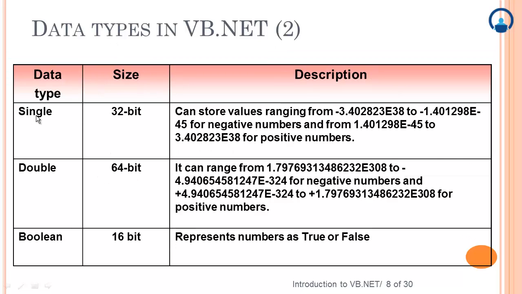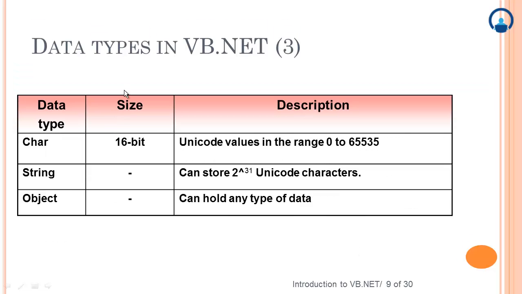Moving on, we have single, whose size is 32-bit, and you can store values ranging from positive to negative numbers. Double, the size is 64-bit. It can range from positive to negative numbers. Boolean, size is 16-bit. It can be represented only as true or false. Then we have char. The size is 16-bit. It holds Unicode values in the range of 0 to 65,535. String, where you can store 2 raised to 31 Unicode characters. Object, which can hold any type of data.